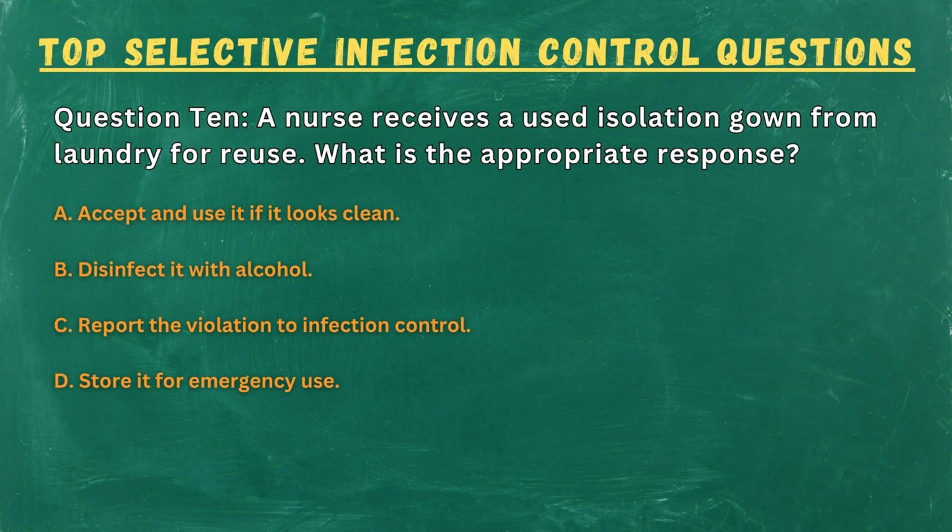Question 10. A nurse receives a used isolation gown from laundry for reuse. What is the appropriate response? A. Accept and use it if it looks clean. B. Disinfect it with alcohol. C. Report the violation to Infection Control. D. Store it for emergency use. Answer: C. Report the violation to Infection Control.